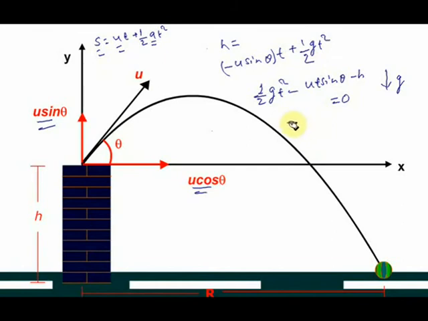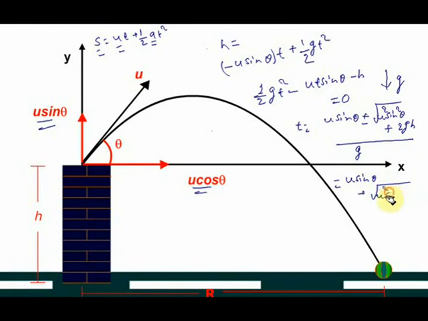So the roots of this equation will give us the time of flight. Here t will be equal to u sin theta plus minus root under u square sin square theta plus 2gh, by g. Now we'll discard the negative part, because in that case the time will come out negative. So finally we get time is equal to u sin theta plus root under u square sin square theta plus 2gh, by g. So this is the time of flight.